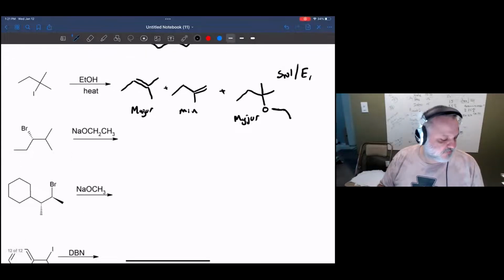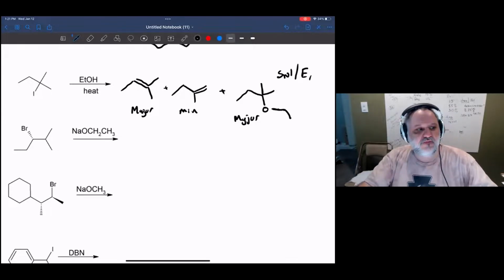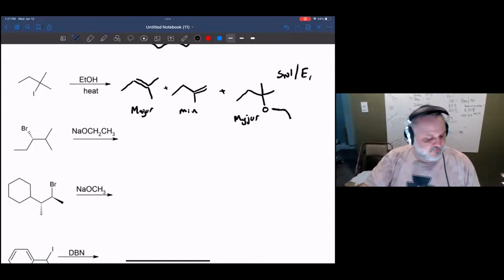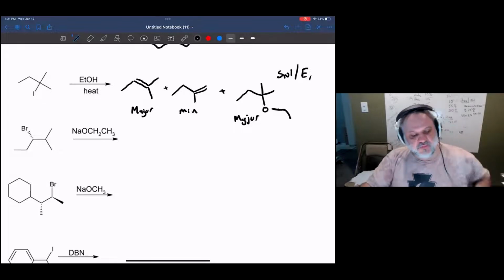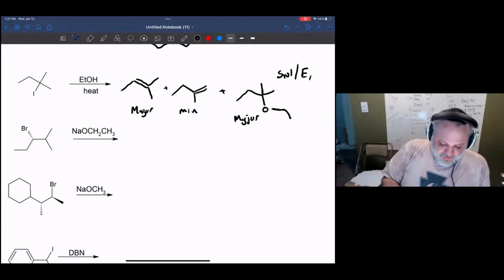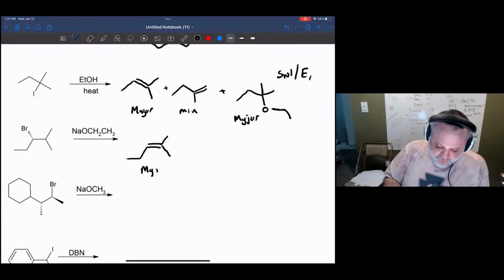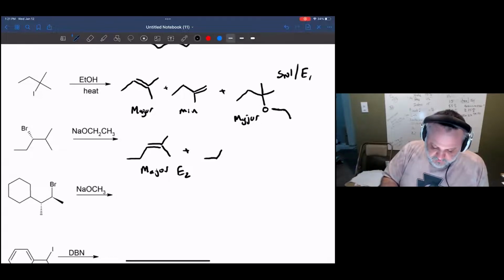I've got a strong base and I've got a secondary position for my leaving group. And so I'm still going to have some competition between E2 and SN2. But the E2 is going to be favored. And so when I consider the E2 product, that means a double bond would form here. So this is definitely the major product. But I'll also have a minor E2 product where the double bond forms here.